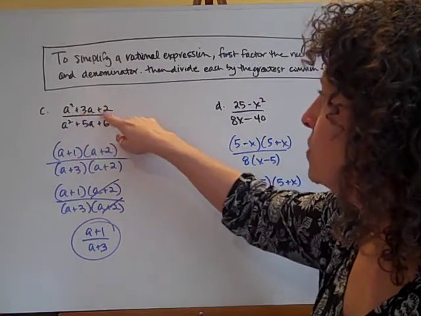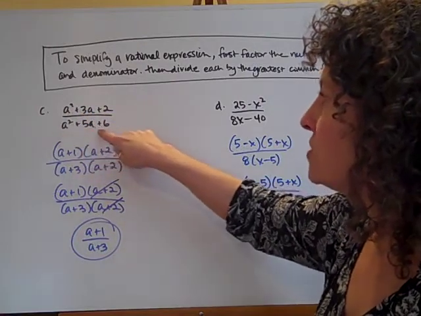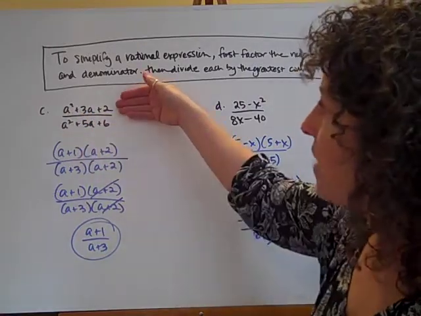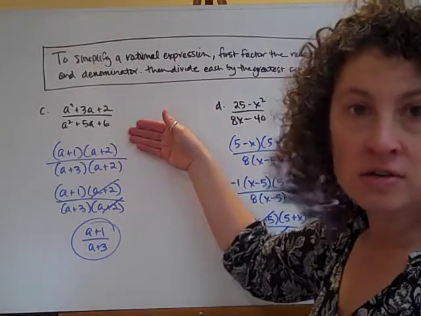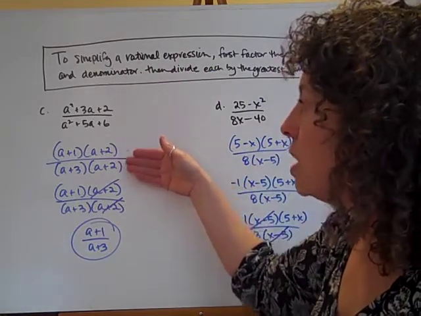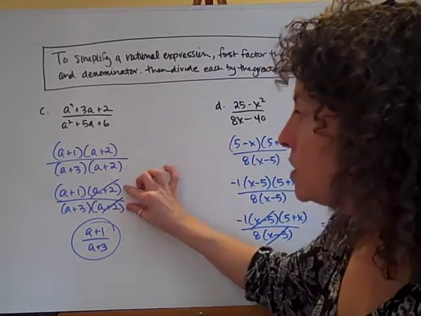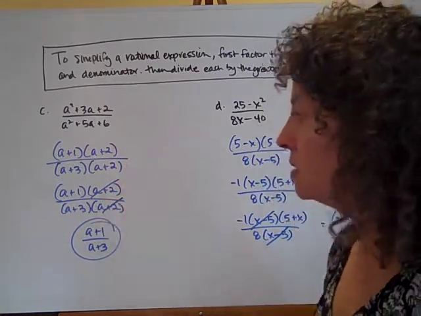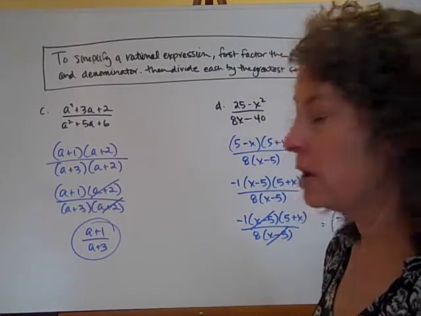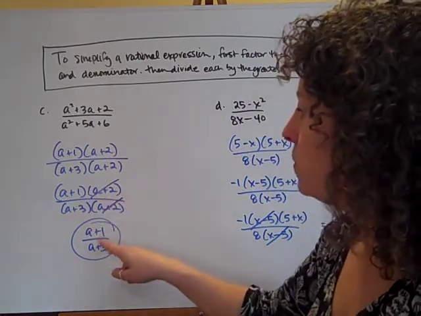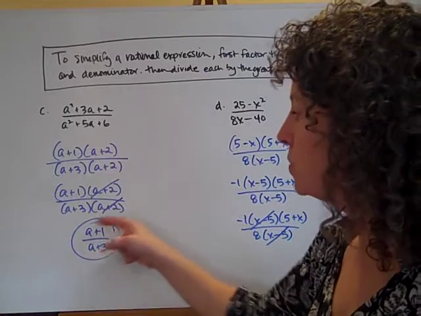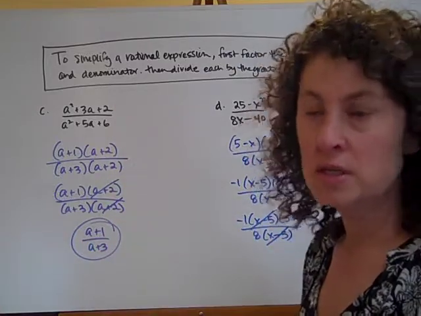So a squared plus 3a plus 2 over a squared plus 5a plus 6. So I'm going to factor each of those. My numerator factors into a plus 1 times a plus 2. My denominator factors into a plus 3 times a plus 2. My a plus 2's can cancel out. They are common factors, so I can divide both by itself. And I end up with a plus 1 over a plus 3. So here's the simplified version of this rational expression.